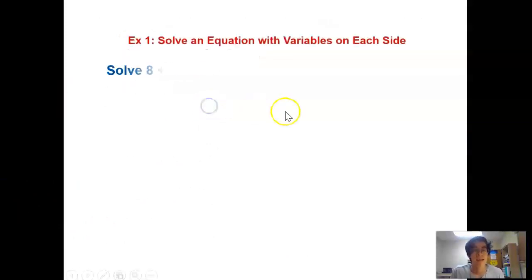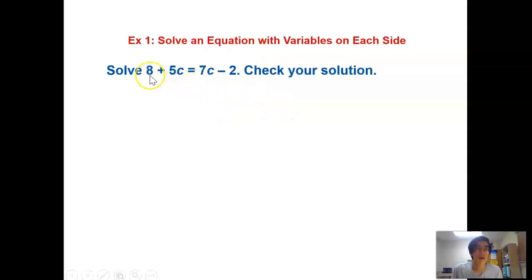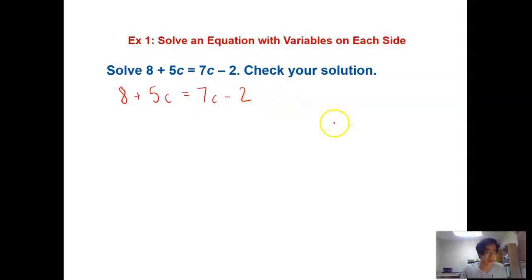Alright? So, number 1. You are going to solve 8 plus 5c equals 7c minus 2. And we are also going to check our solution. So, let's write it out right here. Okay? So I got 8 plus 5c equals 7c minus 2. And write this with me. Alright. So what I want to do first, okay, is I want to isolate the variable c by itself, but it's here and here, okay?